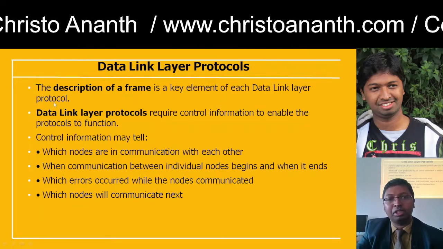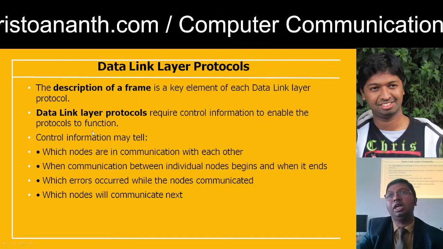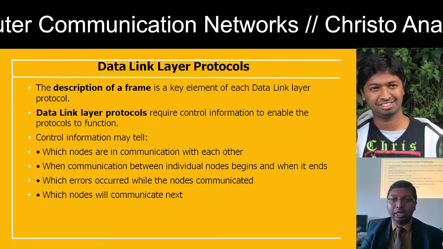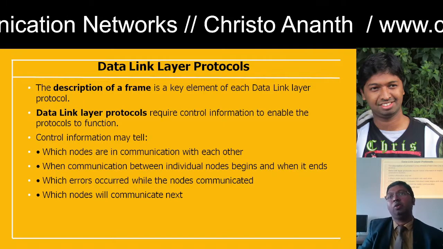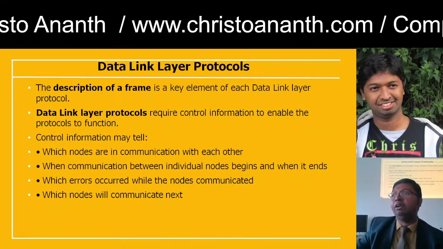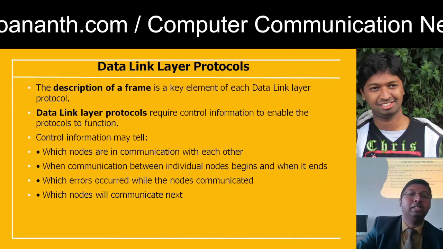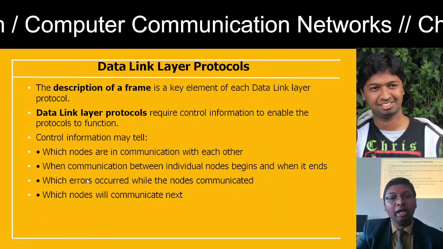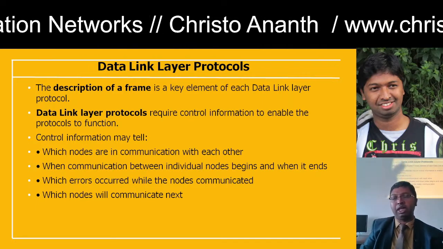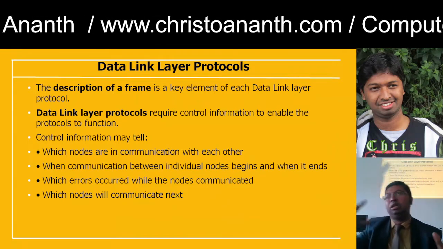The control information of the data link layer protocol gives information about which nodes communicate with each other, and when communication starts and when it ends. It also shares if there is any delay or error problem that occurs, and which nodes will communicate next. For example, when two nodes are communicating, when it starts, when it ends, and after that, when the next communication starts and when it ends.